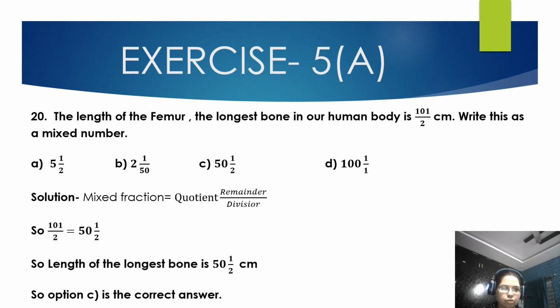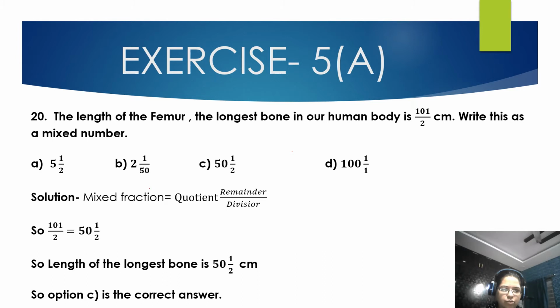Now we solve question number 20. Question number 20: the length of the femur, the longest bone in our human body, is 101 divided by 2 cm. Write this fraction as a mixed number. We have been given the improper fraction and we have to convert this improper fraction into a mixed fraction. And these options are given.